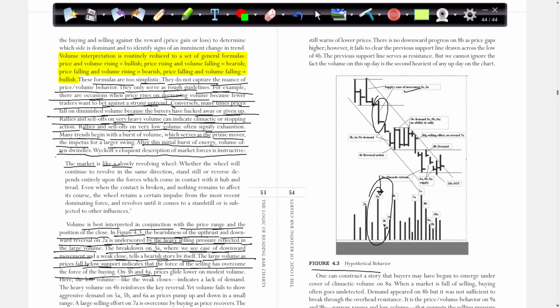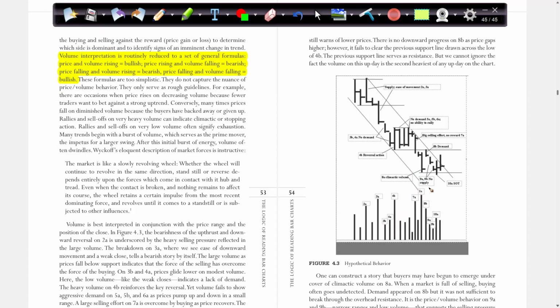On 3B and 4A, prices glide over on modest volume. Here the low volume, like the weak closes, indicates a lack of demand. The heavy volume on 4B reinforces the key reversal, yet volume fails to show aggressive demand on 5A, 5B and 6A.